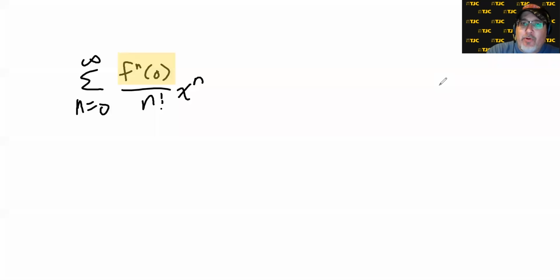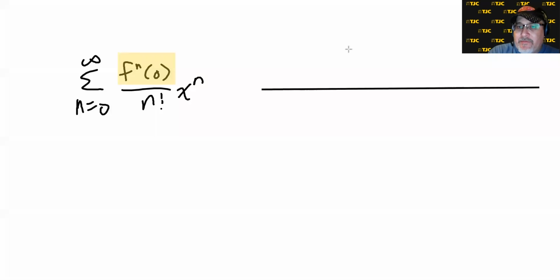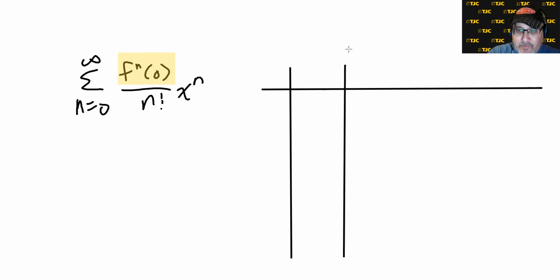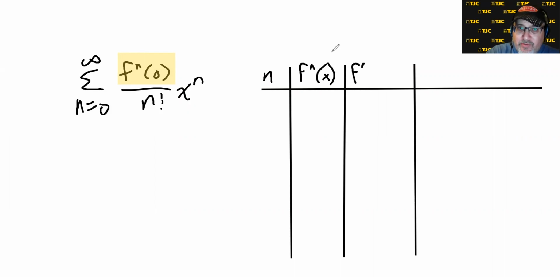So we're going to make a table where we have our n. So n will start at 0. Our derivative evaluated at 0. And then finally the term. So let's label these columns. N, nth derivative, before we do anything to it, nth derivative evaluated at 0, and then finally what our term's going to look like in the series.